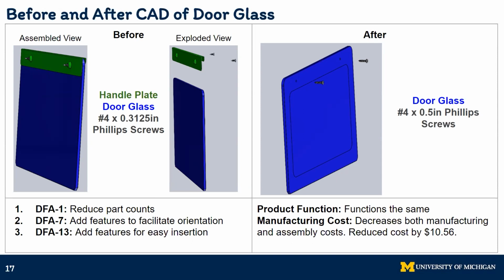We decided to completely forgo the implementation of the handle plate and instead implement some oversized holes and slightly longer screws already being used elsewhere within the oven to screw the handle to the glass.